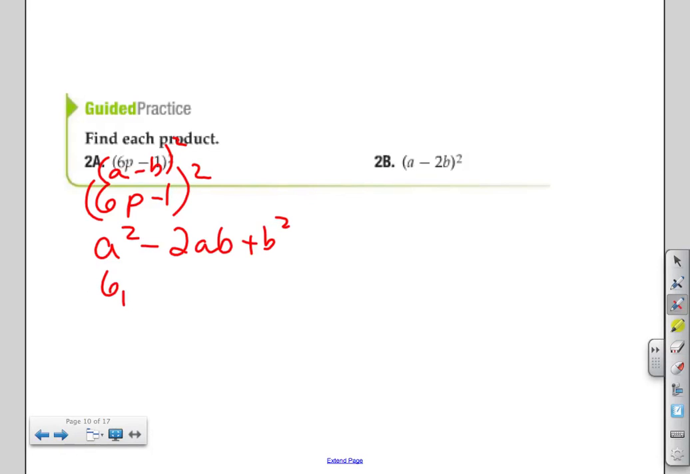squared, right? Minus 2 times a times b. And so a is 6p, and times a negative 1, which is our b, and plus b squared, which is negative 1 squared. Okay, and see if you can go on from there. And then you guys try the next one.